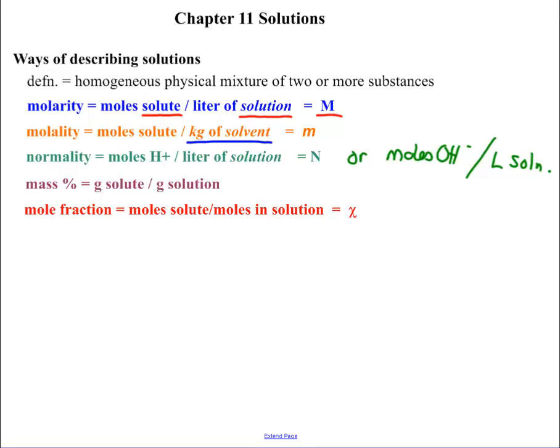Forgot to mention for molarity, we have capital M. For molality, it's a lowercase m, and I usually try and make it somewhat of a cursive m. Normality, it's a capital N. There really is no symbol for mass percent, and we've already seen it for mole fraction.